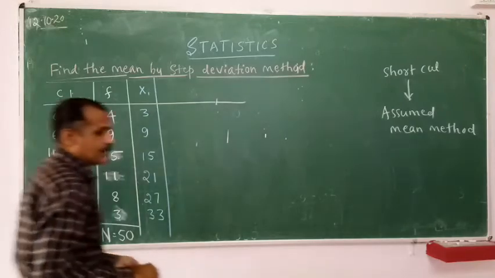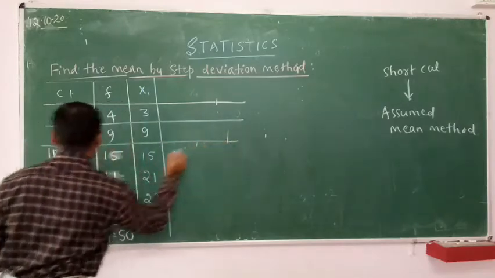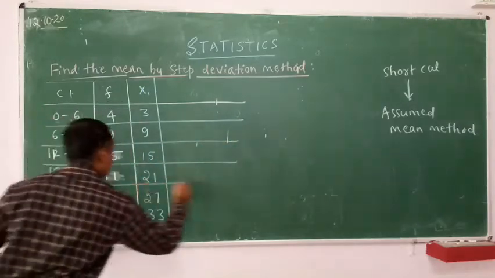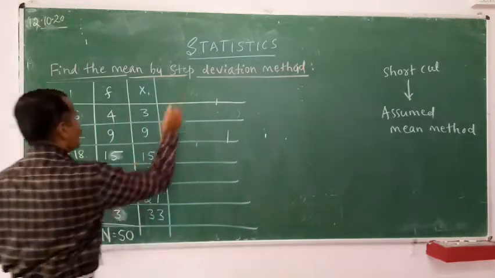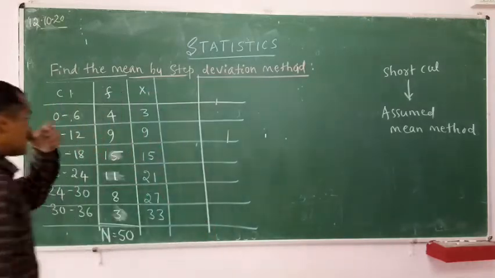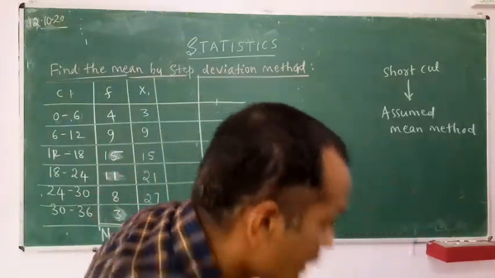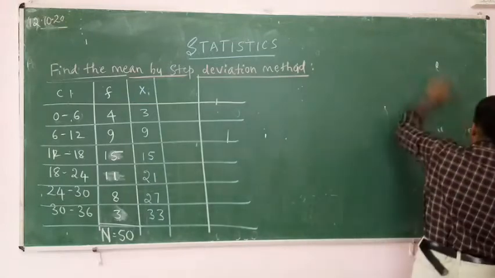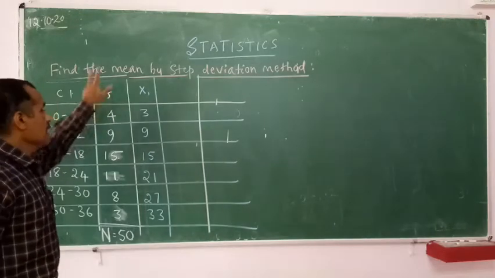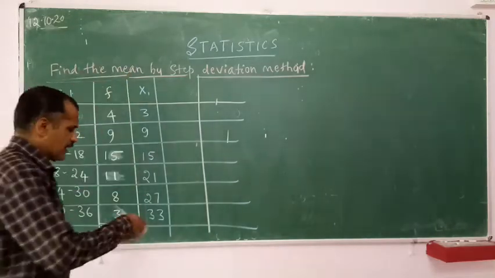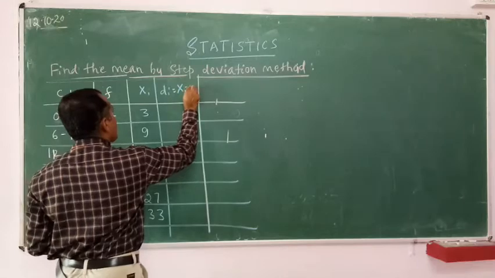Okay students, let me draw some lines so that they will be in the same row. Yes. We are going for the next column. It is the deviation. See, in my earlier method, the first 2 columns were the same, the third column also the same, and the fourth column is also the same. It is the deviation. Di is equal to xi minus a.